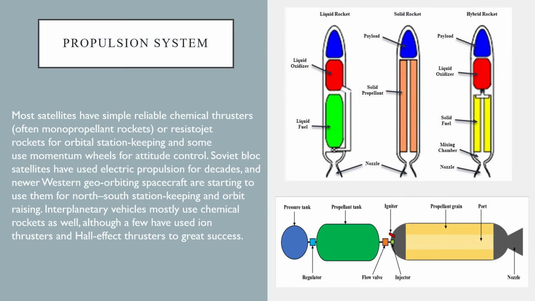Most satellites have simple, reliable chemical thrusters, often monopropellant rockets or resistojet rockets for orbital station keeping, and some use momentum wheels for attitude control. Soviet bloc satellites have used electric propulsion for decades, and newer Western geo-orbiting spacecraft are starting to use them for north-south station keeping and orbit raising. Interplanetary vehicles mostly use chemical rockets as well, although a few have used ion thrusters and Hall-effect thrusters to great success.